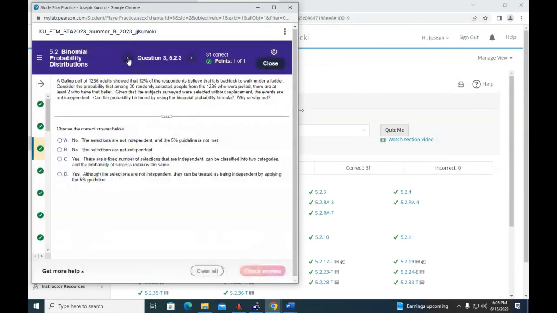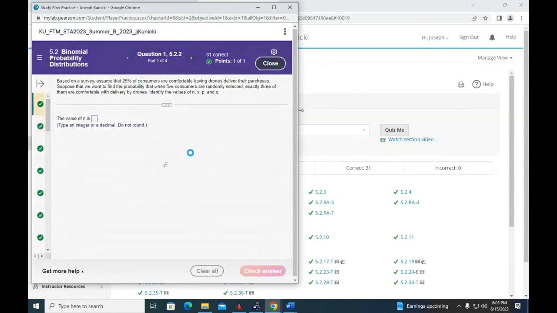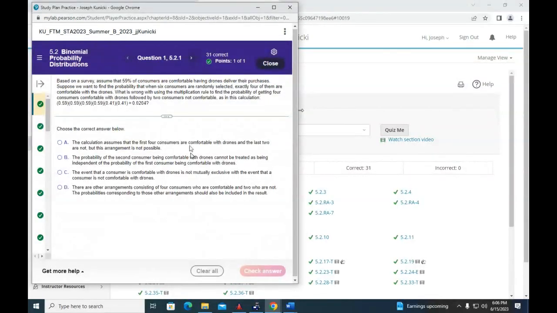All right, let's go back to number 1. Here's where we're going to generate the formula for the binomial. Based on a survey, assuming 59% of consumers are comfortable having drones deliver their purchases, suppose we want to find the probability that when 6 consumers are randomly selected, exactly 4 of them are comfortable. What is wrong with using the multiplication rule to find the probability of getting 4 consumers that are comfortable with drones followed by 2 consumers not comfortable, as in this calculation? Would the correct answer be 0.0204?